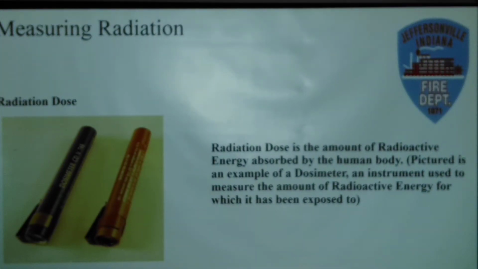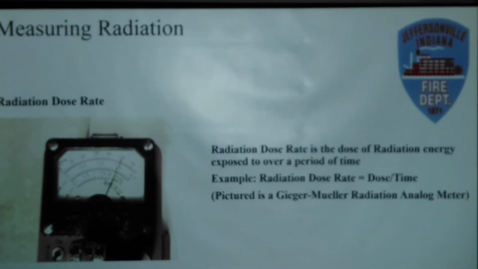Measuring radiation. First of all, let's talk about radiation dose. Radiation dose is the amount of radioactive energy absorbed by the human body. Now, pictured here is an example of a dosimeter. This is worn by those people being exposed to radiation. And this will determine the amount of radiation this person has been exposed to who is wearing this dosimeter. Radiation dose rate is the dose of radiation energy exposed to over a period of time.